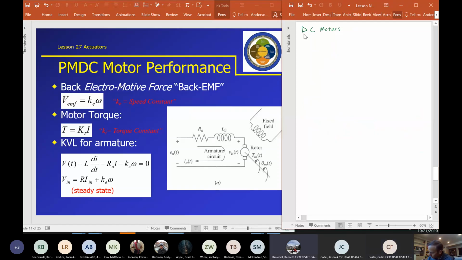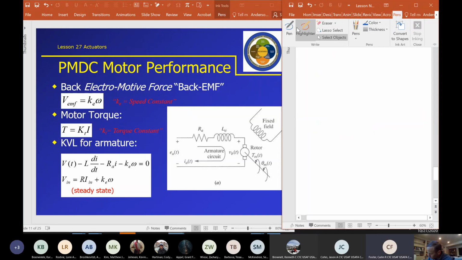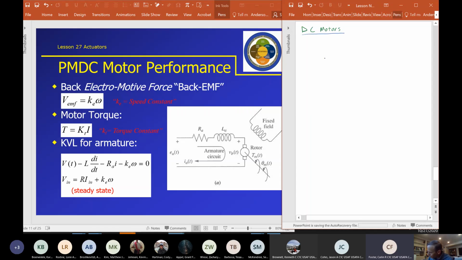So let's talk about permanent magnet DC motors. We're going to draw a circuit diagram. You've got some voltage source. The motor has windings, and the windings have the properties of resistance and inductance. So these are like windings. We have an L, we have R.